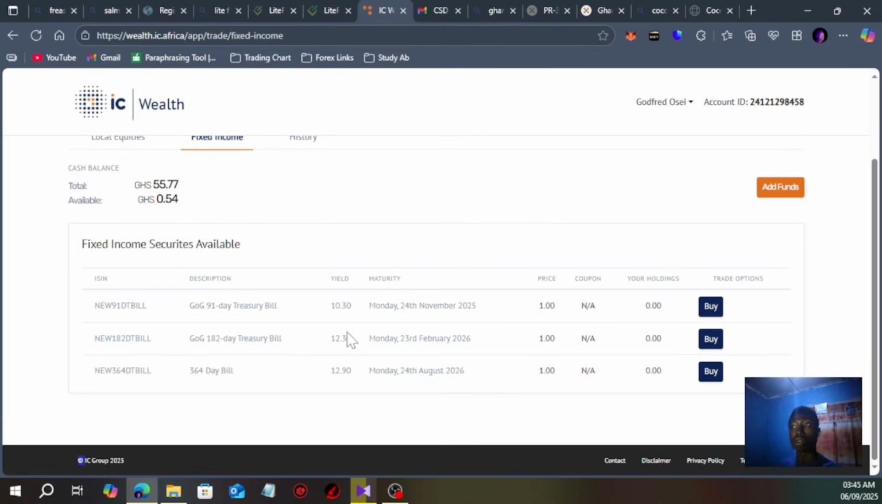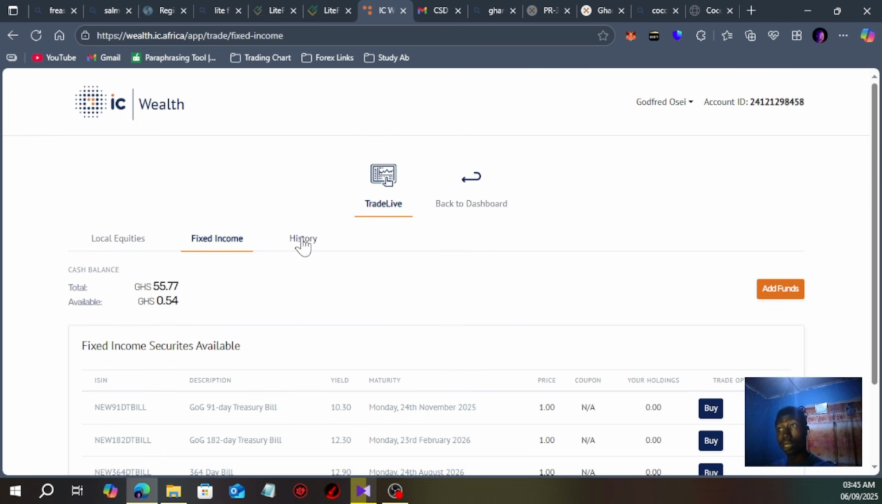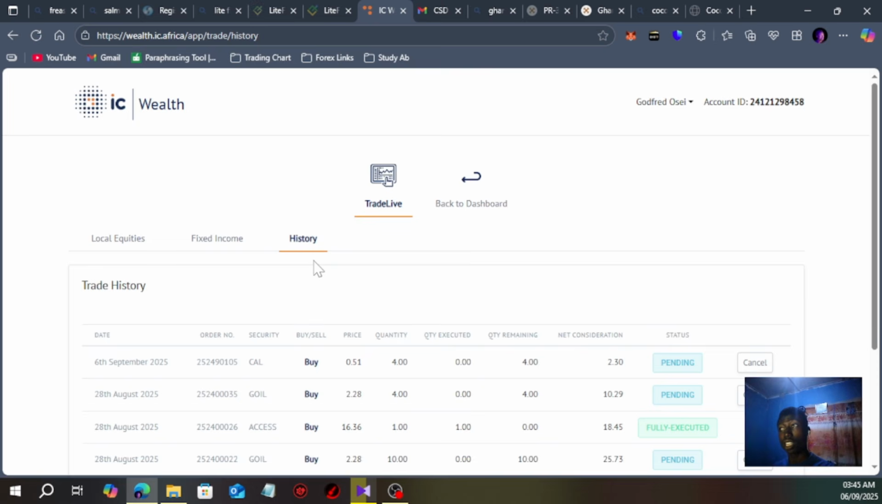So this is where you can buy your treasury bill for any amount that you want. The minimum amount you can buy with is 1,000 Ghana cedis, and then you can buy 2,000, 3,000, 4,000, whatever amount you want to buy is over there. This is very simple. You can also check your history and know what is going on there.